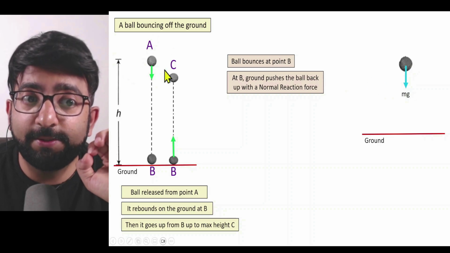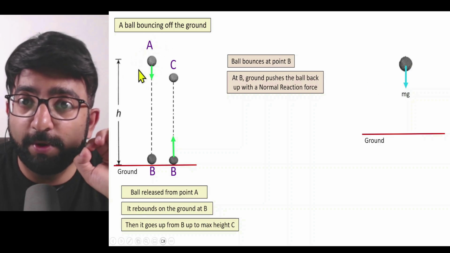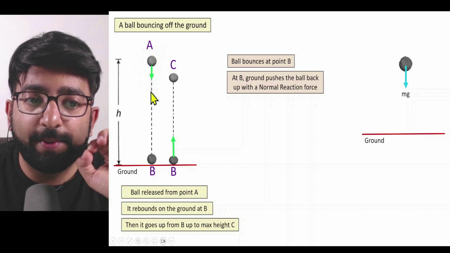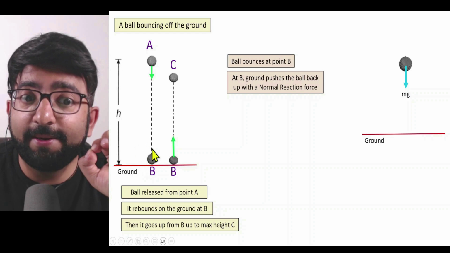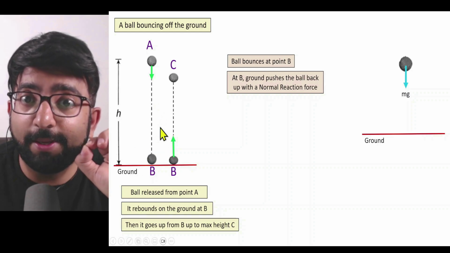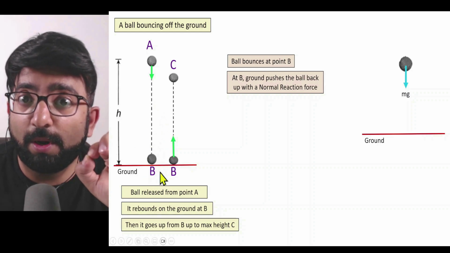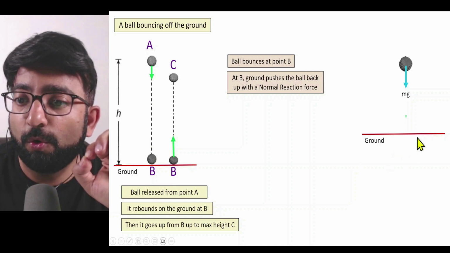Now let us summarize the situation. We had a ball which was released from rest. It is going to speed up. It is going to hit the ground at the point B. Now, since the ball is hitting the ground, which means the ball is providing a force to the ground in the downward direction, which we can show over here.